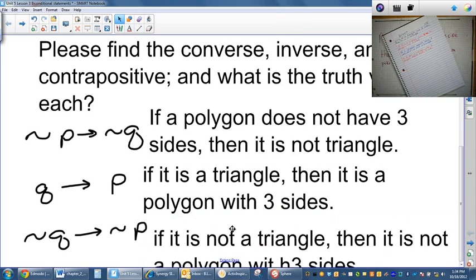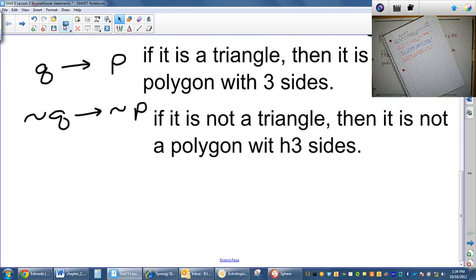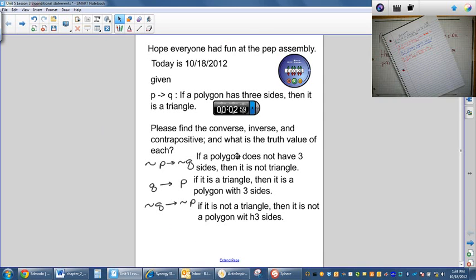The last thing I'd like to know, looking at those four, the original one and all these, is what is the truth value? Let's look at the first one. If a polygon has three sides, I think it's true. Then it is a triangle. I think it's true. If true, then true would be true.